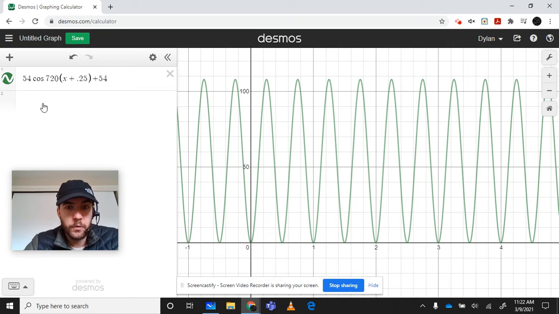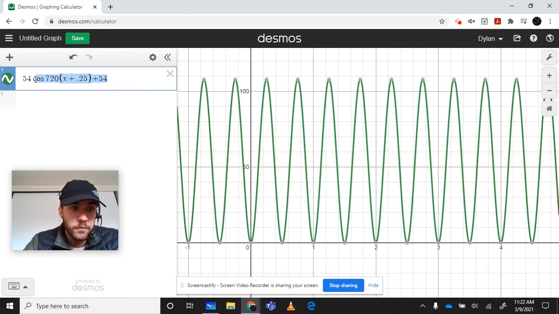Okay, so our final equation for that given scenario would be 54 times the cosine of 720 times the quantity x plus 0.25, plus 54. Okay, so a lot of things going on in there. I would typically recommend saving the horizontal shift for last, because like I kind of alluded to in a previous video, the horizontal shift and the horizontal compression will kind of mess with each other.